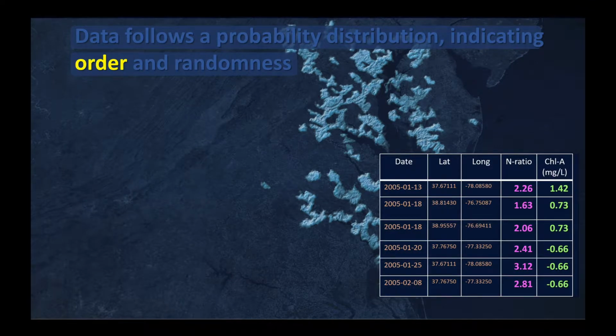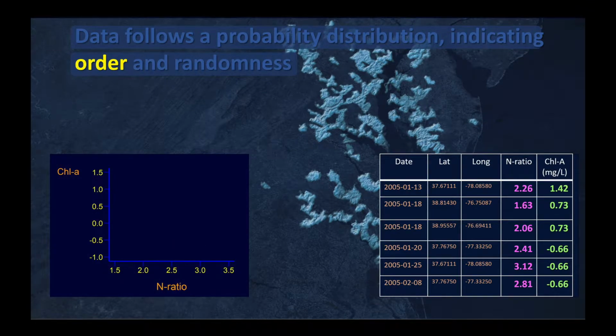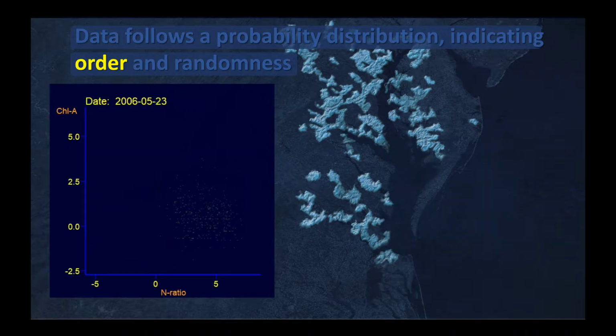To do this, we try to explain the variable we're interested in, in this case chlorophyll A, which we call the response variable, in terms of a second variable called the predictor, which in this case is the ratio between nitrate and ammonium concentrations, or the N ratio for short. For the first observation, the N ratio has a value of 2.26, corresponding to a chlorophyll A value of 1.42. We do the same thing for the next 5 observations. In fact, we'll do the same thing for all observations across all watersheds across all years.